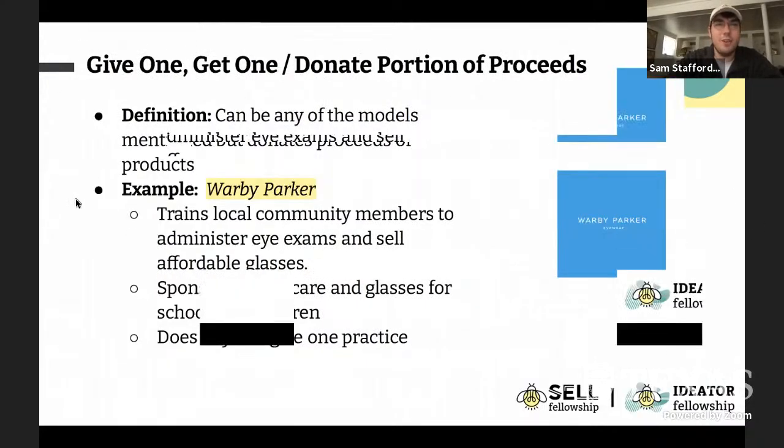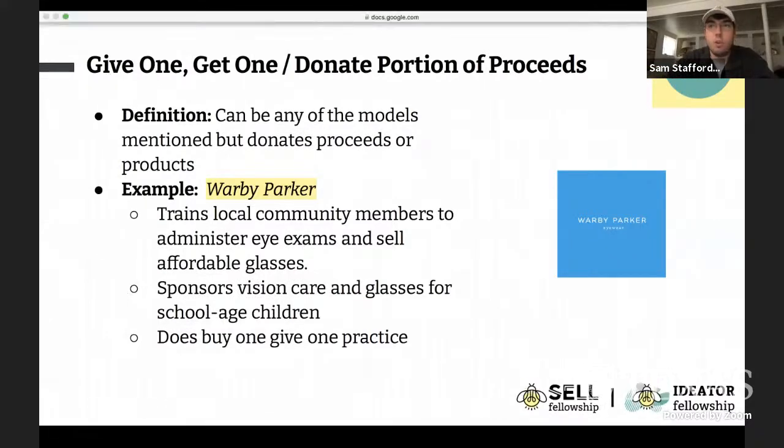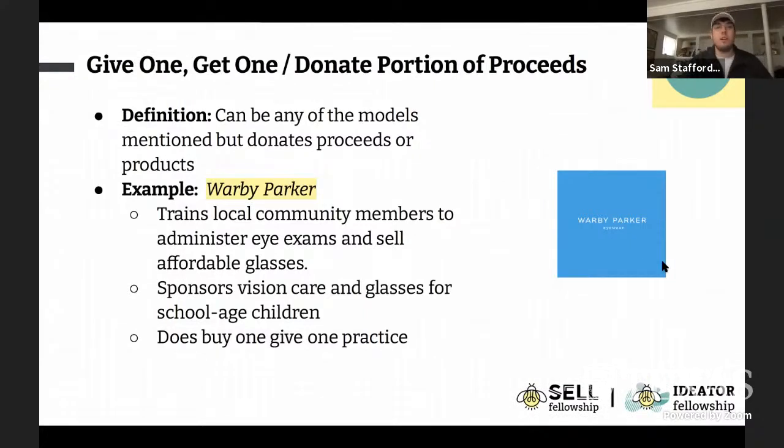All right. The next type of social enterprise is give one, get one, or donating a portion of proceeds. The definition is that it can be any of these models, but it donates proceeds or products. An example of this is Warby Parker. They train local community members to administer eye exams and sell affordable glasses so that they can sponsor glasses to be given to another person who needs glasses. So it's basically buy one, get one, BOGO. Very familiar to you guys.